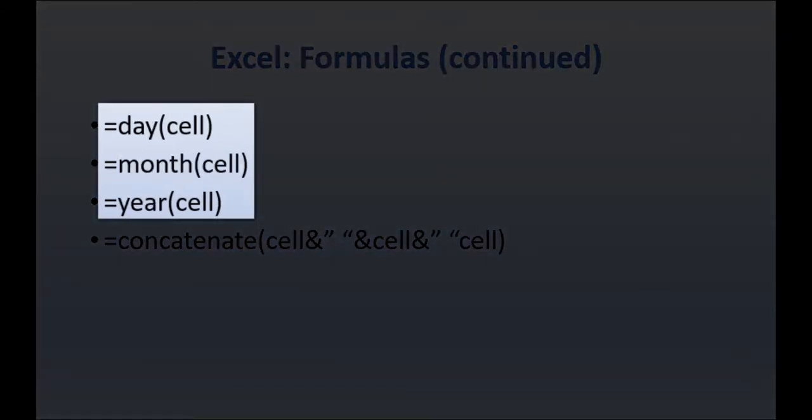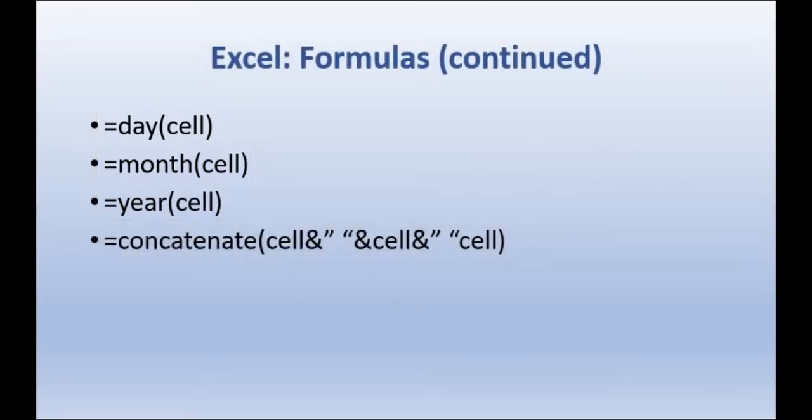We also learned day, month, and year. Now these are helpful in breaking up dates. A lot of times I'll do analysis based on years to see how things have trended over time, and these formulas are equal day, then the cell, or equal month, then the cell, and that'll grab the specific year for you, day for you, or month for you. And these are based on column formats where the format is date.